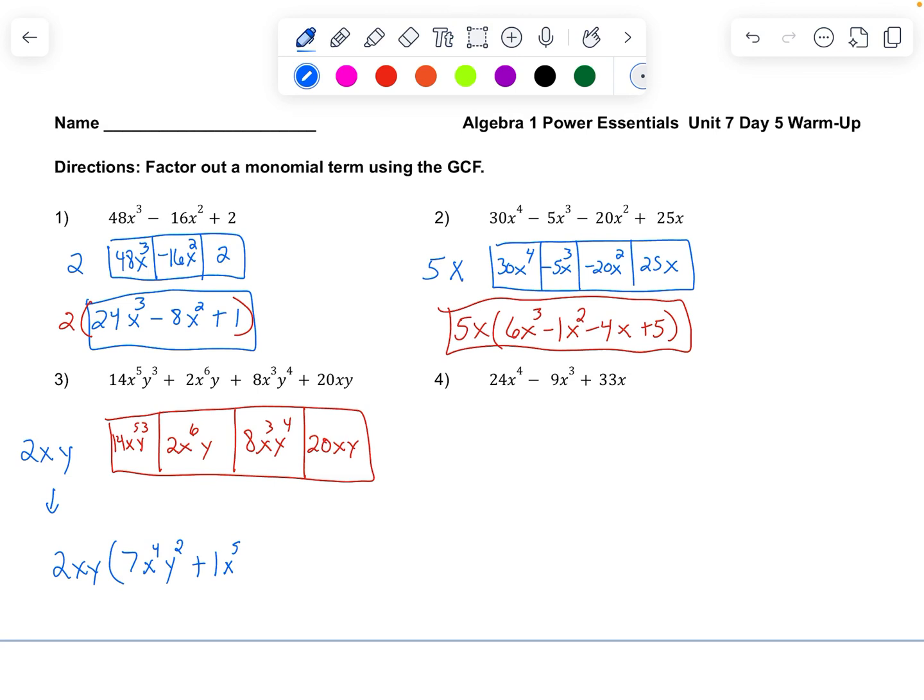My third term, 8 divided by 2 is 4. X to the 3rd, take an x away, I have x to the 2nd. And then I have a y to the 4th, take away a y, I have a y to the 3rd. And then our final term, 20 divided by 2 is 10. I had an x, I took an x away. I had a y, I factored out a y. So the x's and the y's cancel each other out. We're left with that.